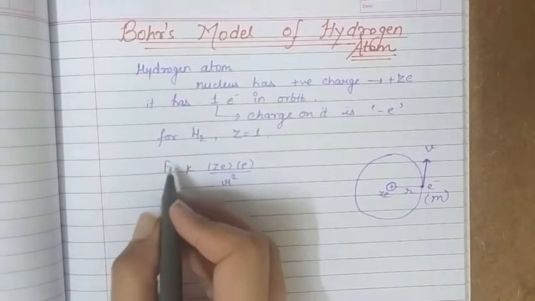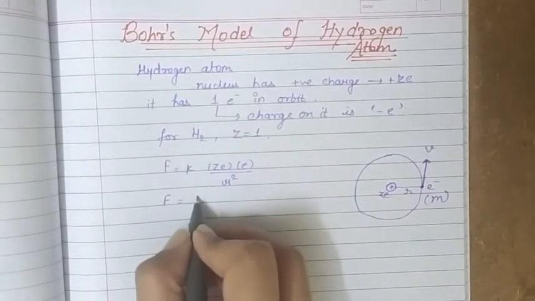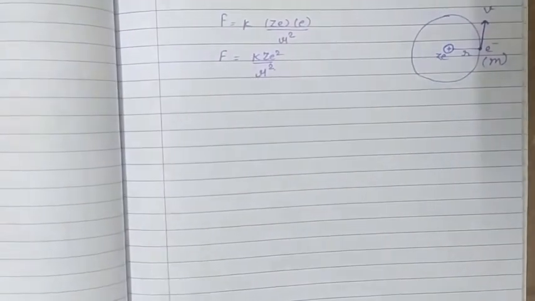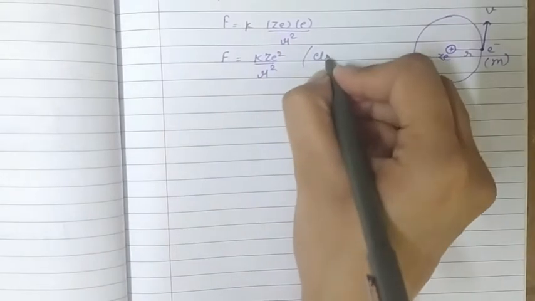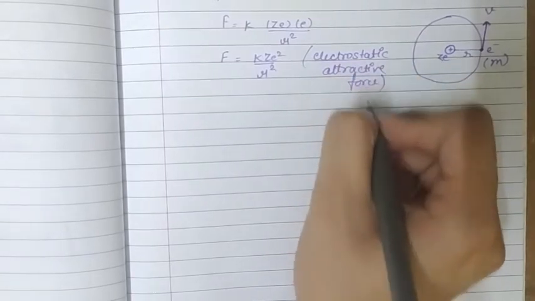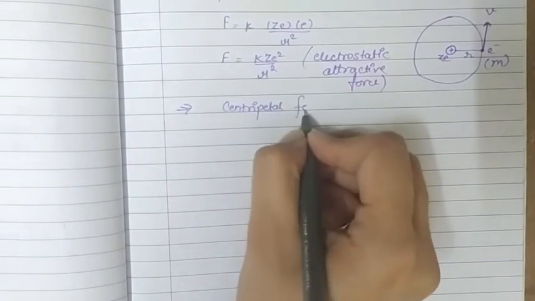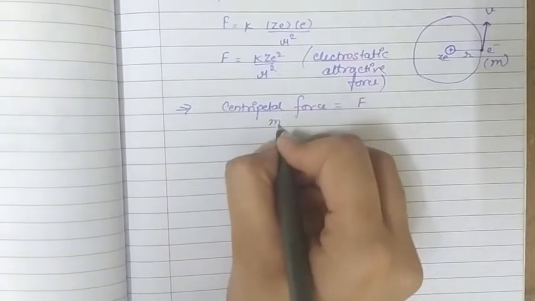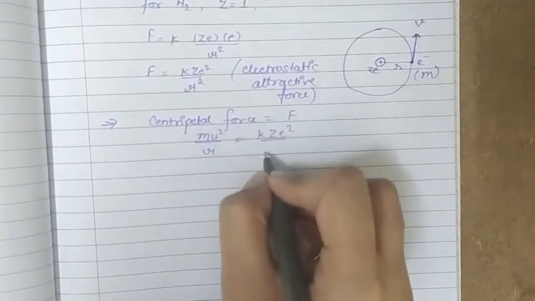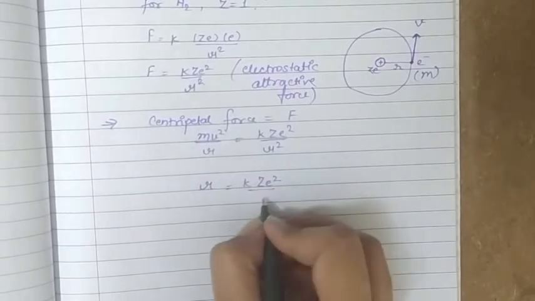Then this electrostatic attractive force is given by F is equal to k Ze into e upon r square, or it is equal to k Z e square upon r square. Right. Now this electrostatic attractive force is responsible for providing the centripetal force, which implies the centripetal force is equal to the value F. So the centripetal force is mv square upon r. If it is moving with velocity v, then this is mv square upon r, and it is equal to k Z e square upon r square. On solving this, we can get the value of the radius of the orbit.